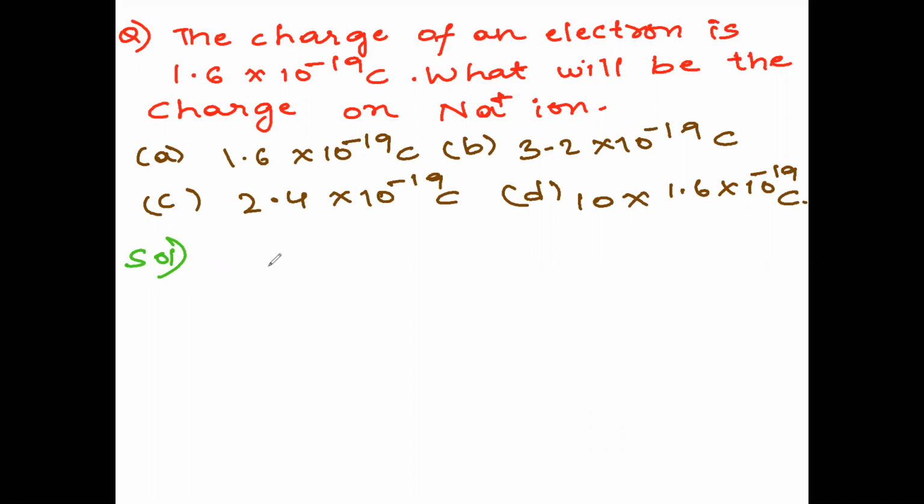For confusion's sake, they have given the statement that the charge of electron is so and so. But here there is no relation with the charge of electron. It is simply the charge on sodium plus ion. It is a positive ion. So for positive charge, the charge of a proton is 1.6 into 10 to the power minus 19 coulombs. So the answer is the first option. Don't go for the fourth option, that is D option, 10 into, because the electron statement was given only for confusion's sake, but there is no need to take it into consideration.